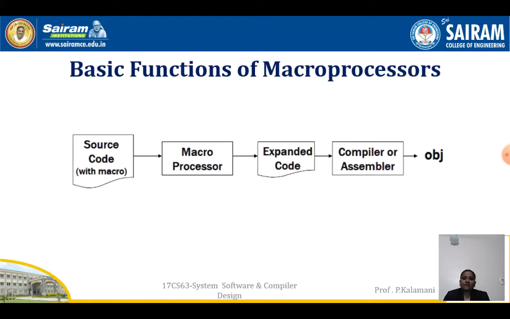This is the function of macroprocessor. The source code which contains macros will be given as an input to the macroprocessor. Macroprocessor is going to expand those macros. Then that expanded code will be given as an input to the compiler or assembler. Then the compiler or assembler will convert it into object code. This is the main function of macroprocessor. Before assembling or compiling, the macro expansion should be done.